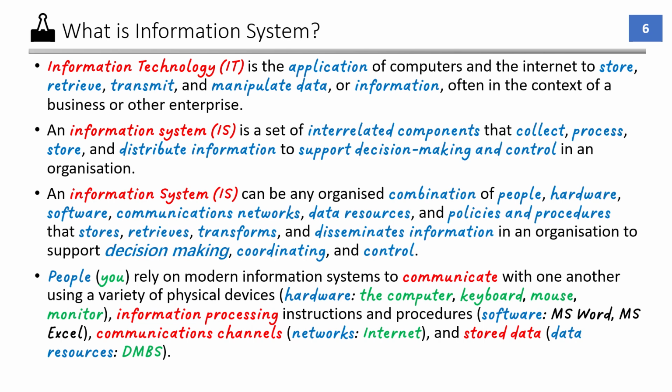An information system is made up of several elements working together. These include people, hardware, software, communication networks, data resources, and policies and procedures. People use hardware such as computers, keyboards, and monitors. They follow instructions and rules provided by software like Microsoft Word or Excel. Communication networks such as the internet allow information to be shared. Data resources such as databases store information for future use. All these components come together to help organizations operate efficiently and make informed decisions.